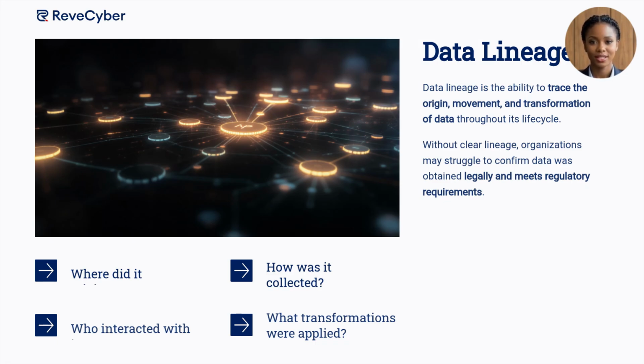It's also extremely important for compliance and auditing, especially when organizations need to demonstrate that the data used in their AI systems was obtained legally and handled responsibly. So in practice, strong data governance means building data pipelines that are transparent and traceable, so organizations always know where their data came from and how it has been used.